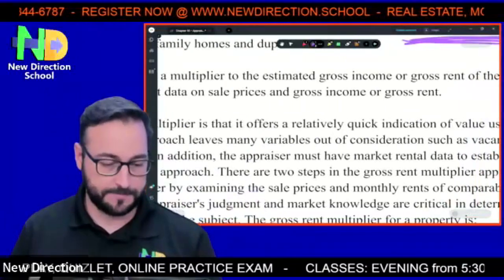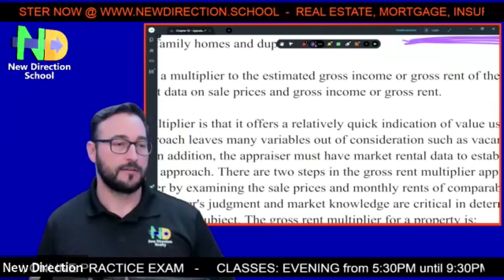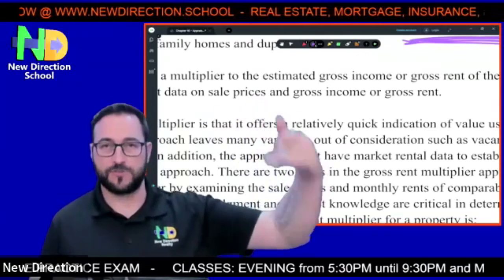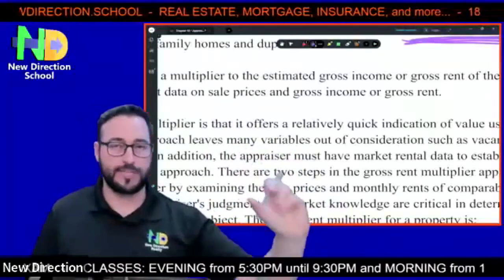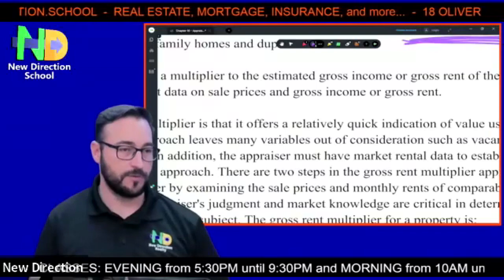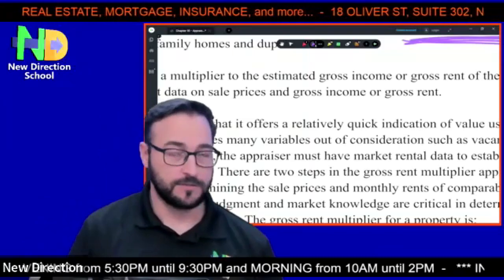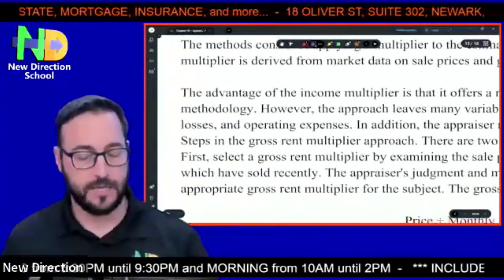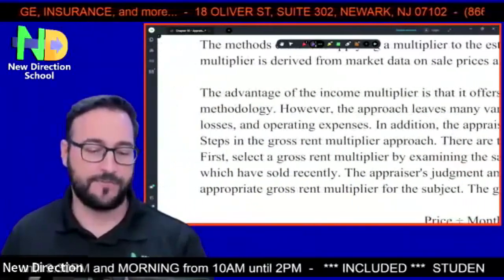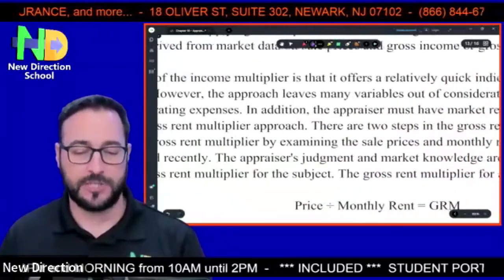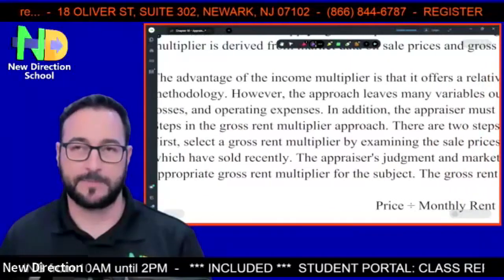So if we go back to the, I think I already closed it. If we go back to the MLS, and you look for a two-family or three-family or four, it says rental on the first floor, second floor, and so on. So based on their rental income, if you, again, use that rental income against the value, it gives you what's called a GRM, gross rent multiplier. So again, we're looking at rents or income to attribute the value. The advantage of the income multiplier is that it offers relatively quick indication of value using informal methodology. However, the approach leaves many variables out of consideration, such as vacancies, credit losses, operating expenses.